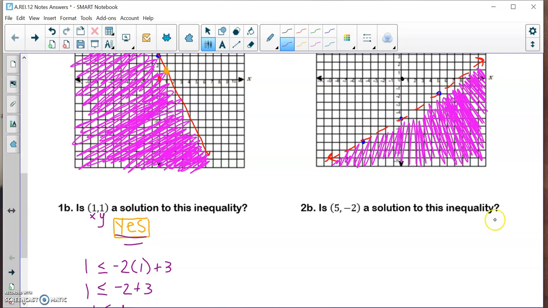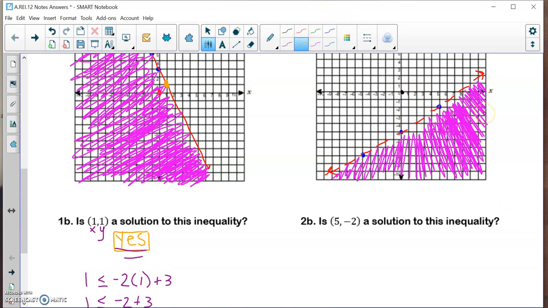So letter 2B, same thing. You can either look at your graph. The point (5, -2) lies on the line, but since it is a dotted line, that means that it is not a solution. Or if you were unsure, you could have put 5 in for x and -2 in for y.